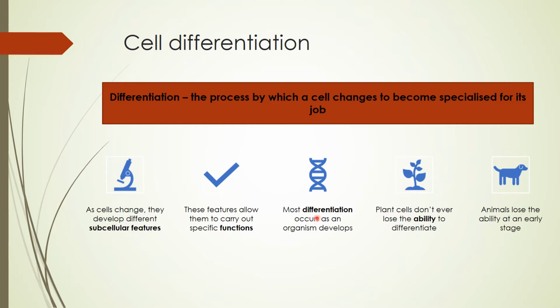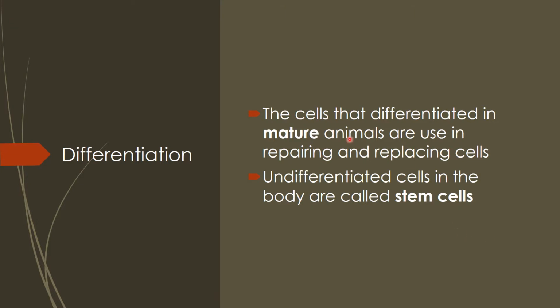Most differentiation occurs as an organism develops. Plant cells don't ever lose the ability to differentiate, and animals lose the ability at an early stage. The cells that differentiate in mature animals are used in repairing and replacing cells. Undifferentiated cells in the body are called stem cells, and we'll look at this in a later video, but stem cells are usually in skin, brain, bone marrow, that sort of thing.